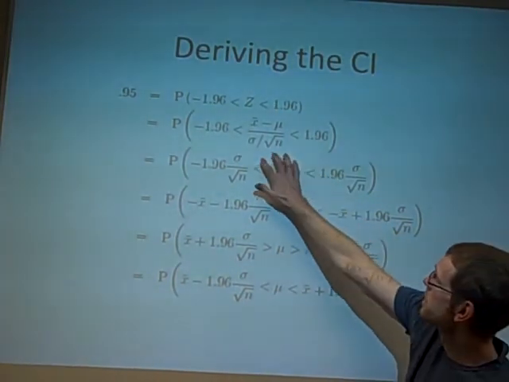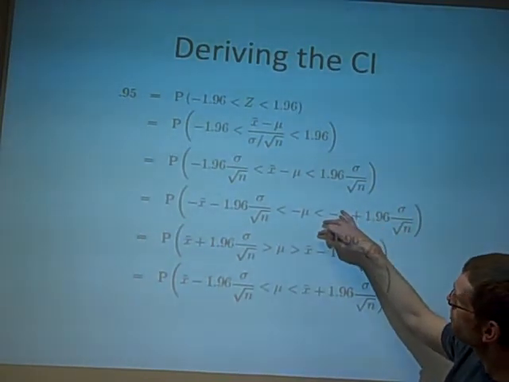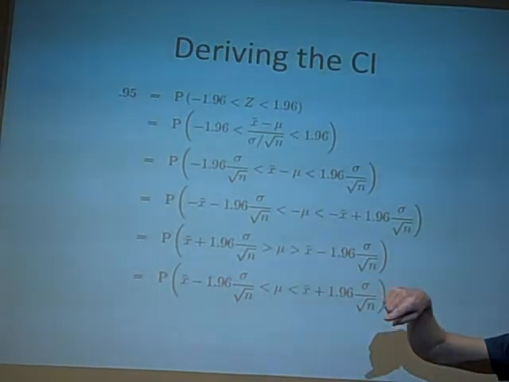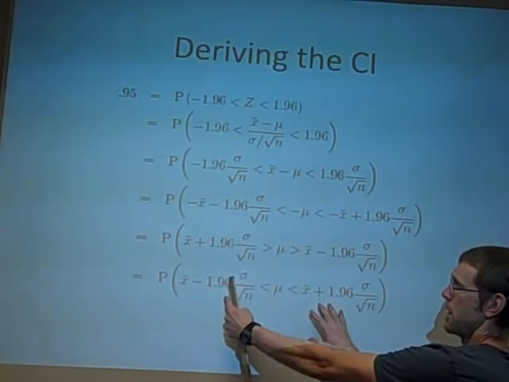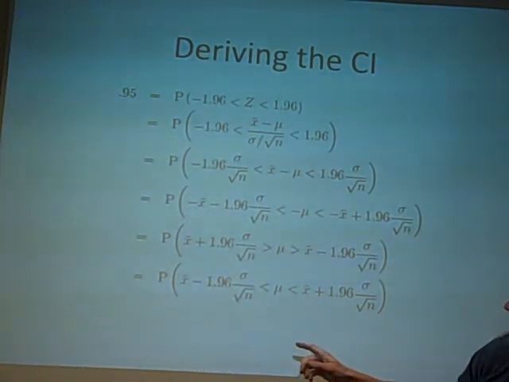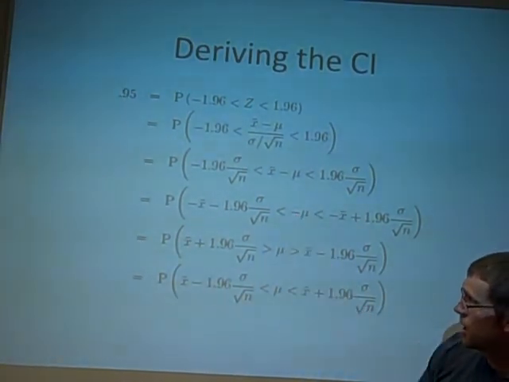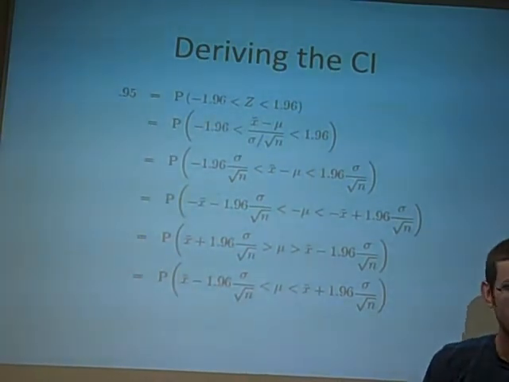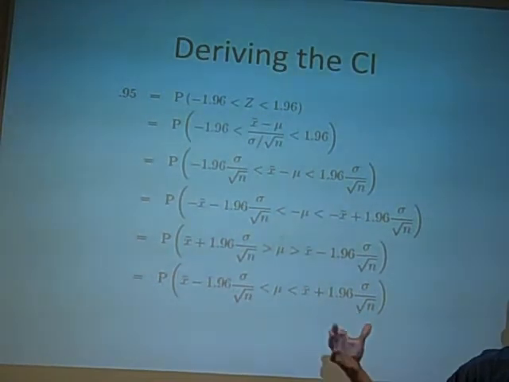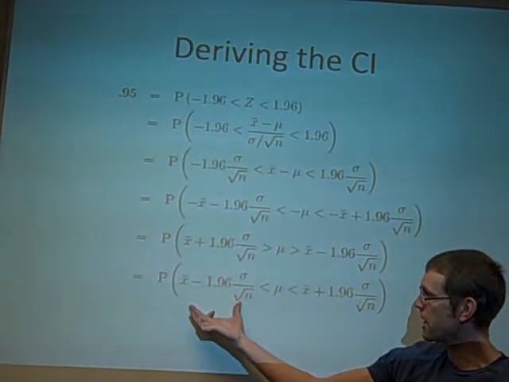So I'm dividing by something, so I multiply by sigma over root n to all three parts. And then I get rid of the x bar by subtracting it. And then I divide by -1, which means I have to flip all the inequality signs. And then to get here, I just flipped it back the way that people normally see the inequality signs. And so what you see here is the chance that mu is between this and this is 0.95. So this and this are what is known as a 95% confidence interval. We're 95% confident that mu is between here and here.